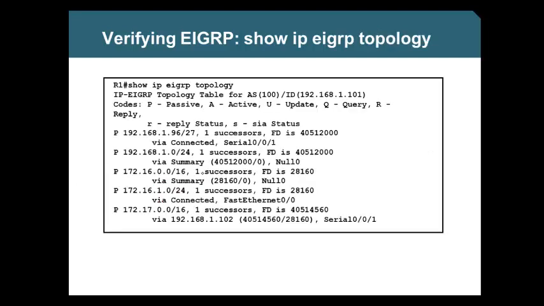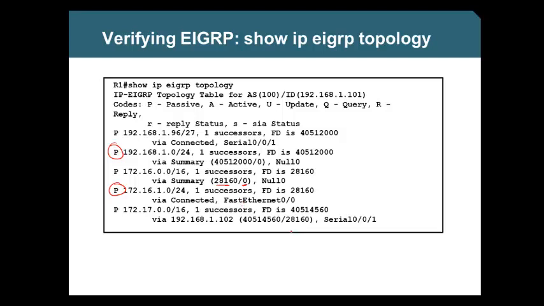Show IP EIGRP topology is going to show you all routes, and the AD value and the FD value. This example is not that clear.